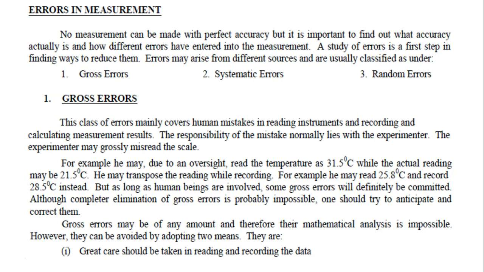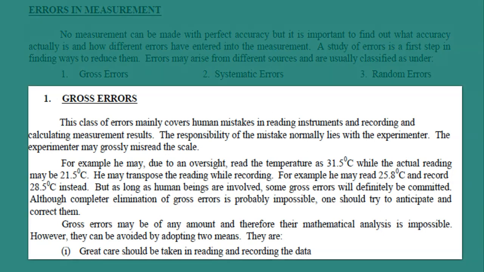For gross error, the cause is human mistake. When you're seeing the instrument reading, you may by mistake, for example, the instrument will be pointing at 25.8 degrees Celsius. We will be seeing it as 25.8, but when we are recording, we record it as 28.5. That is an example of a gross error. The cause is human mistake in reading the instrument and recording, and thereby in calculation also, it definitely results in error.